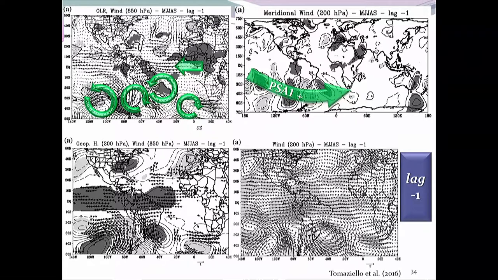Then I have here the PSA1. And here in this field, you can see the ridges aligned in the vertical with anticyclonic circulations in the low level. And here we have troughs aligned with the cyclonic. When the wave train is propagating towards the equator, it gains a baroclinic structure with a tilt to the west. Then here, we have the centers of action in upper levels also.